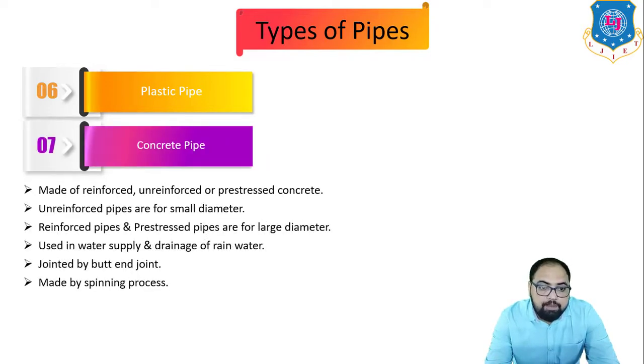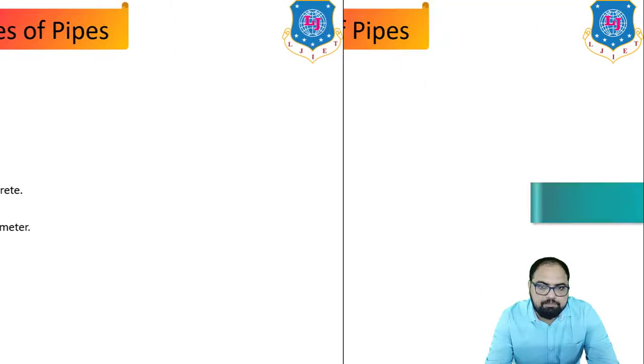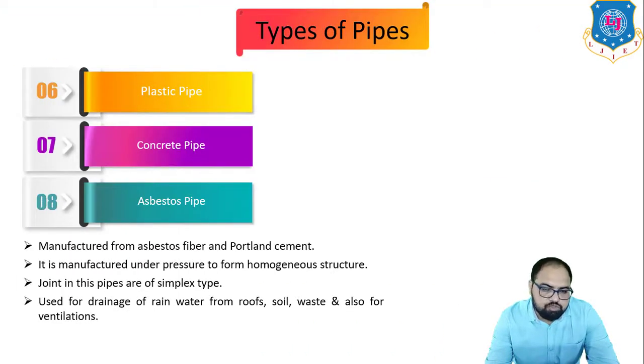The next type of pipe is concrete pipe. This type of pipe is made from reinforced, unreinforced and pre-stressed concrete. Unreinforced pipes are very small in diameter. Reinforced pipe and pre-stressed pipe are made of larger diameter. This type of pipe is used in water supply and drainage of rainwater. It is jointed by butt and end joint, and this type of pipe is made by the spinning process.